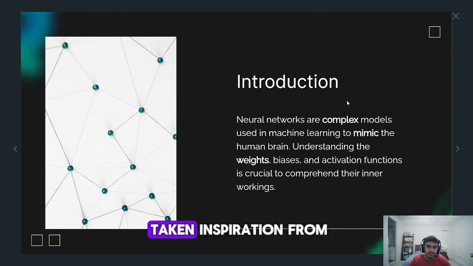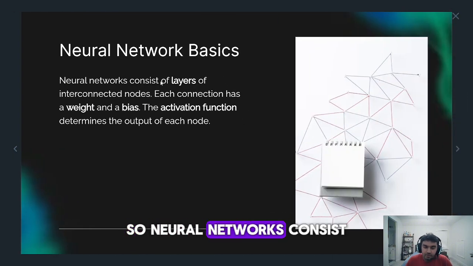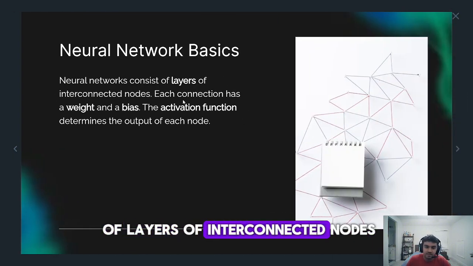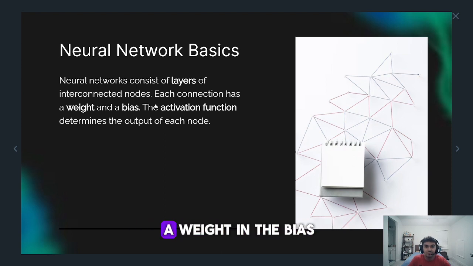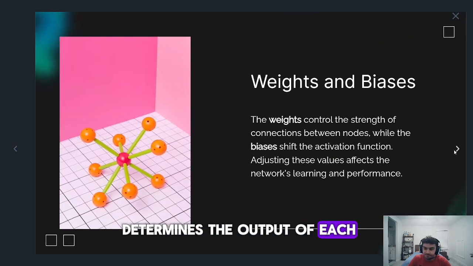That's what AI has taken inspiration from, and that's basically how neural networks are designed to be, which is actually really helpful, as I'll explain in a bit. Understanding the weights, bias, and activation functions, I'll get to those as well, is crucial to comprehend their inner workings. So, neural networks consist of layers of interconnected nodes where each connection has a weight and a bias, and the activation function determines the output of each.